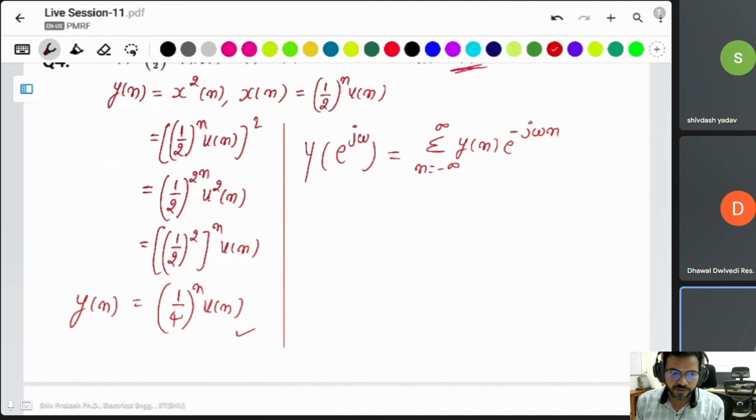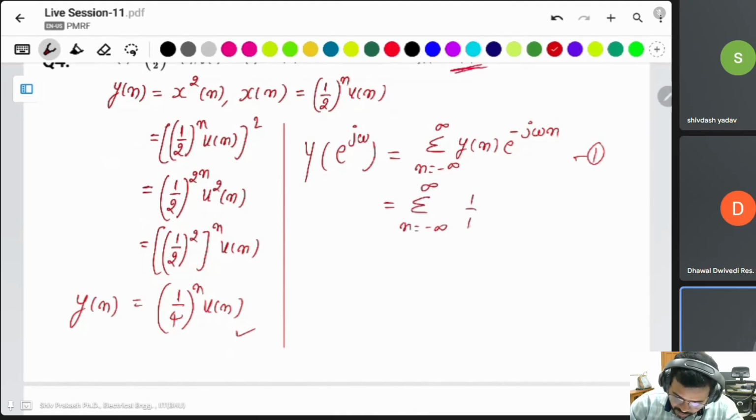Let's try to solve this. Put the value of y[n] in this equation. First, this will be the summation from n equal to minus infinity to infinity of (1/4) to the power of n u[n] times e to the power of minus j omega n.